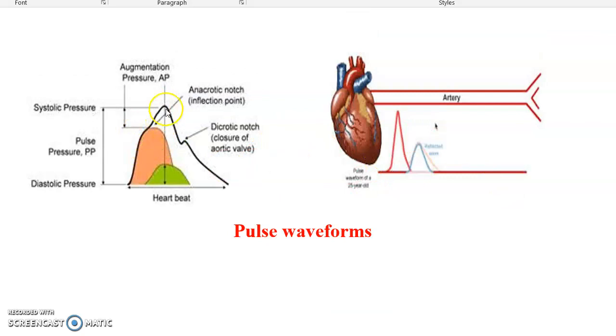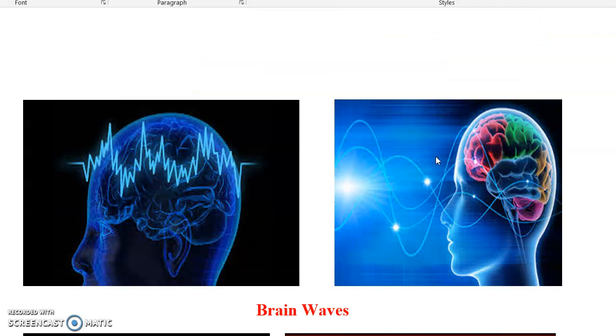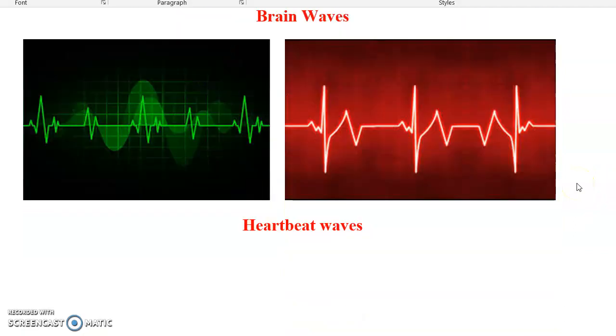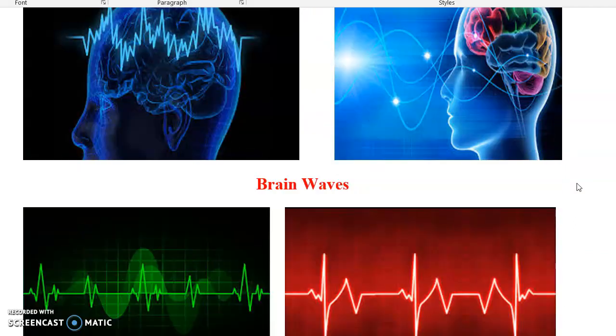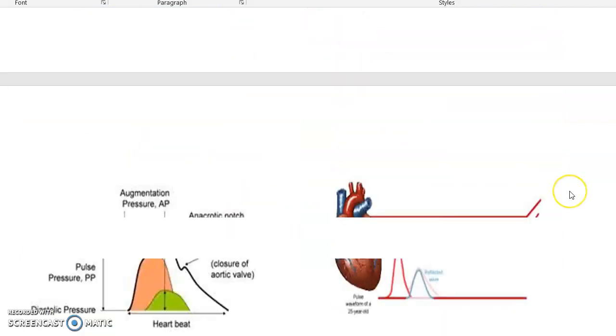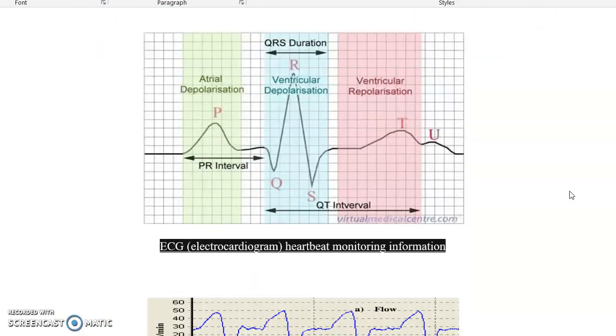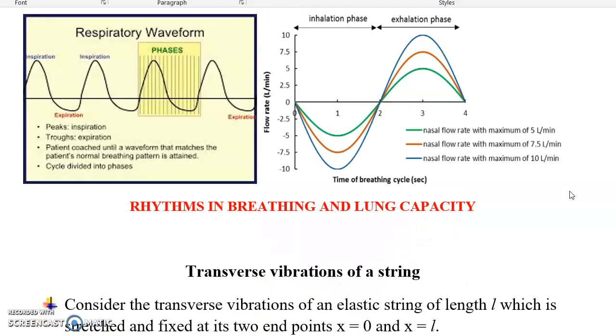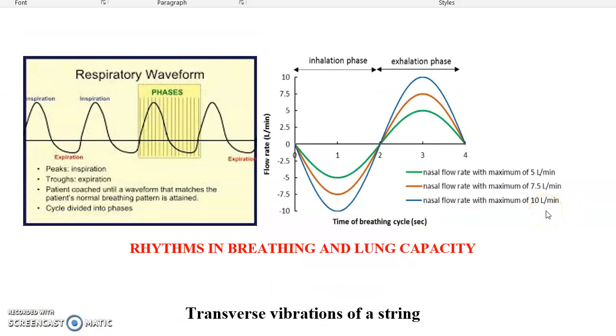So you can observe the various forms attained by the heartbeat, etc. And here we have a glimpse of brain waves and heartbeat waves. So if you observe, several characteristics in the medical field are expressed as waveforms, so it is essential to study the wave equation and the final solution, what it represents, etc. Again, here we have respiratory waveforms.